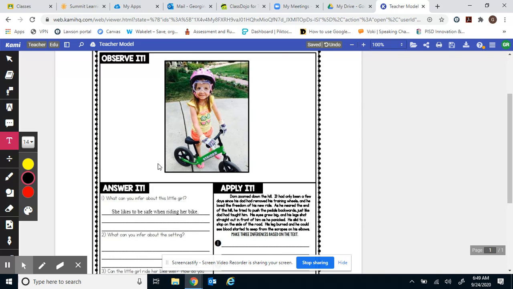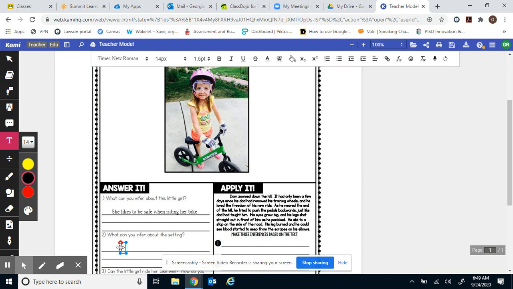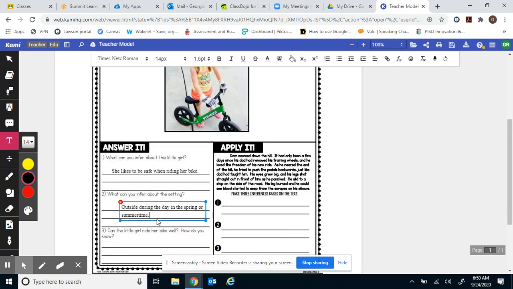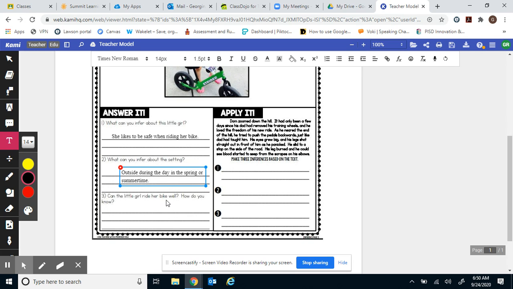Well, if I look at the setting, I can tell she's outside. It's light, so it's daytime. She's wearing shorts and a short sleeve t-shirt, so it's probably spring or summer. So I can infer all of these times. So she's outside during the day in the spring or summer time. Okay. And then can this little girl ride her bike well?